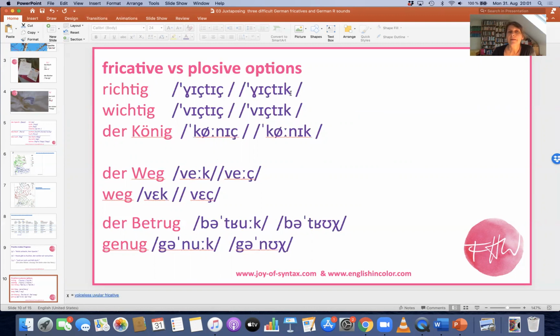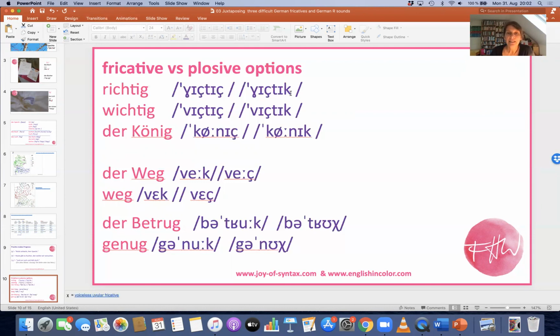Remember, German has final obstruent devoicing. That means that consonants that are in final position are always pronounced without voice, regardless of whether they can be voiced or not in other positions. So yeah, it's a video for a different time. But anyway, here, just know that we have these two options. Standard German is richtig, and then some people say richtig.